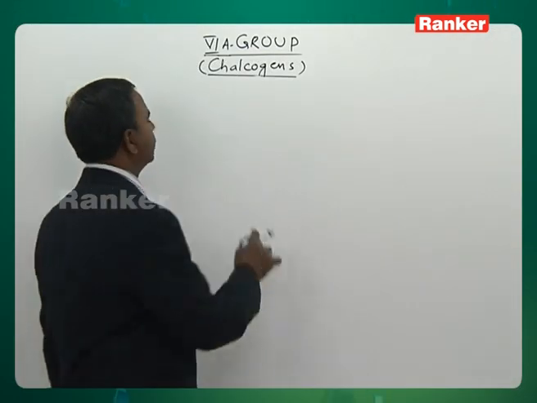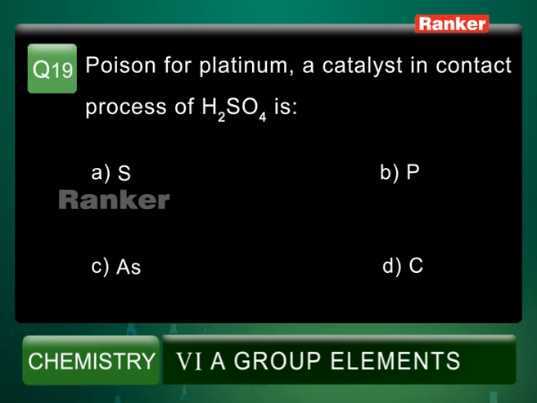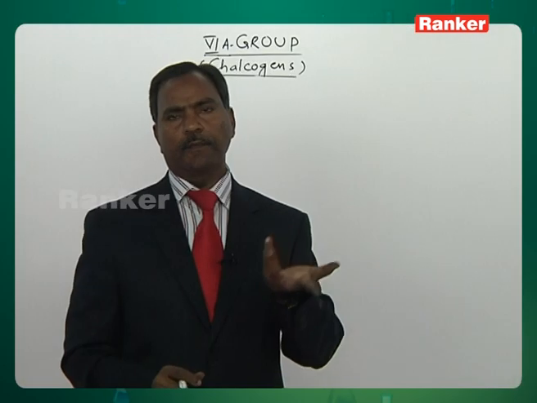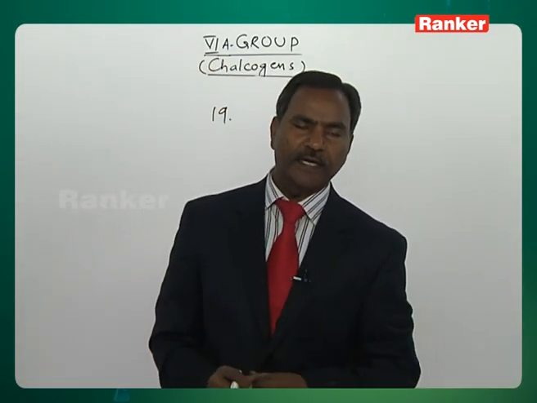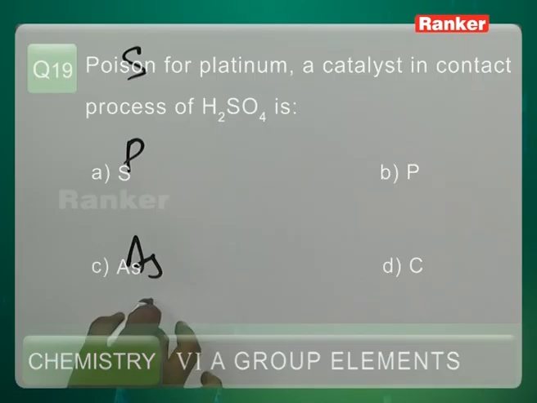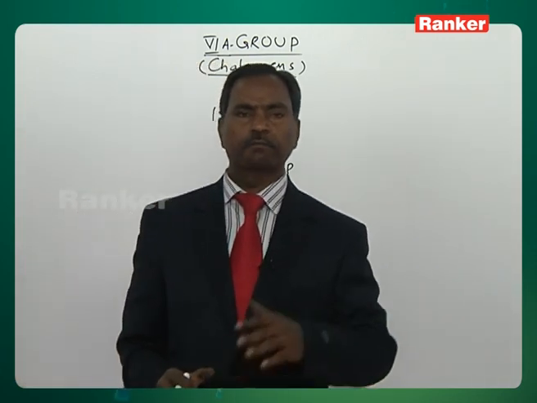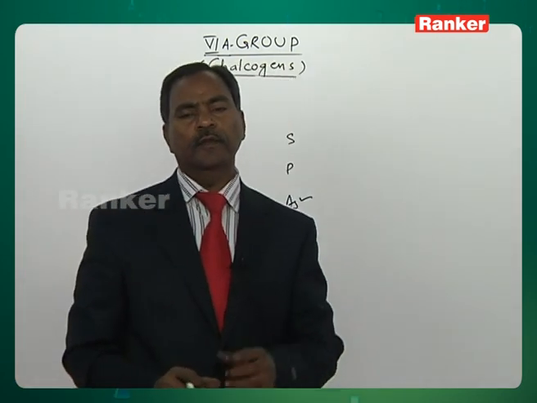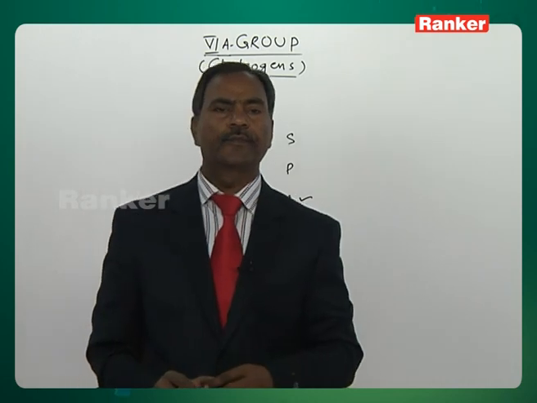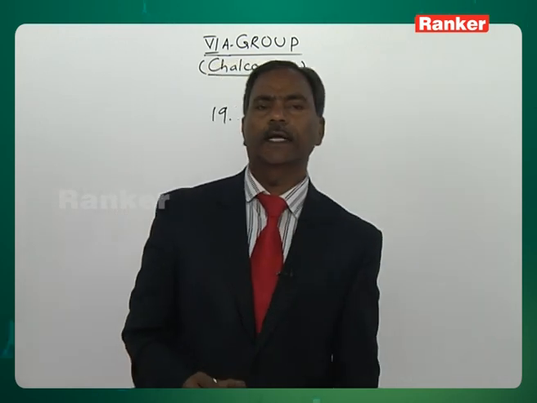Question number 19. Poison for platinum, a catalyst in the contact process of H2SO4, is: in the contact process, they use vanadium pentoxide and also platinum. The options are sulfur, phosphorus, arsenic, and carbon. This arsenic actually poisons the catalyst. In the contact process, the main impurity is arsenic. The arsenic impurity reacts with the catalyst and decreases its efficiency, so it poisons the catalyst.